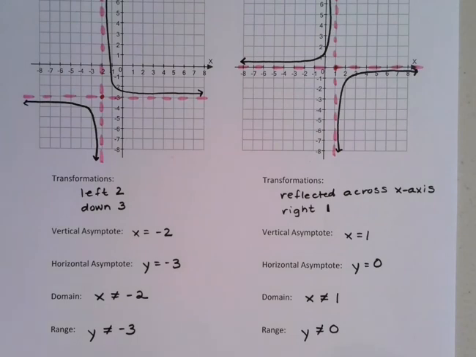So that's how you can graph by shifting our basic graph for a rational function. We'll take a look at some slightly more involved rational graphs in the next video.